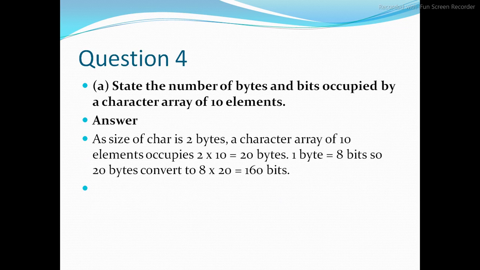Now we have the second question. State the number of bytes and bits occupied by a character array of 10 elements. Only in the morning I told you how many bits or bytes each data type stores. As the size of a character is 2 bytes, a character array of 10 elements occupies 2 into 10, that is 20 bytes. 1 byte equals 8 bits, so 20 bytes convert to 8 into 20, that is 160 bits. Like this we will convert any data from bytes to bits.